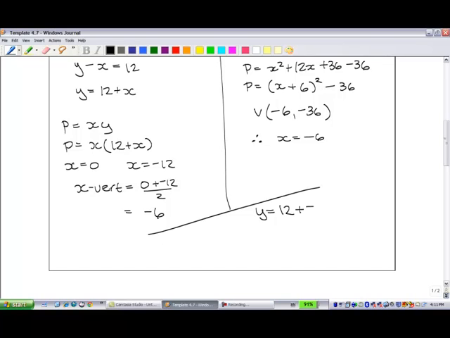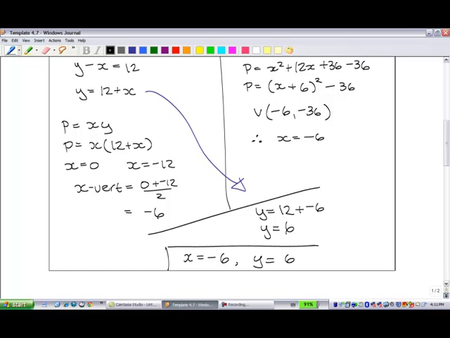Y is 12 plus -6. That's basically just from the formula above. So y is +6. So make sure you answer the question again. The two numbers are -6 and +6, and that will give us a minimum product.